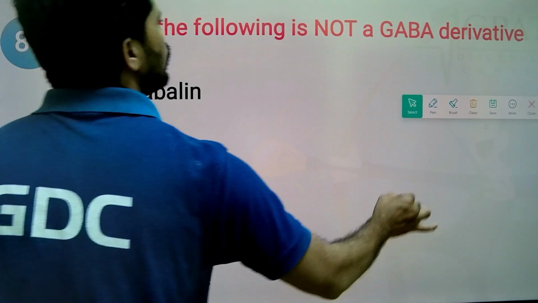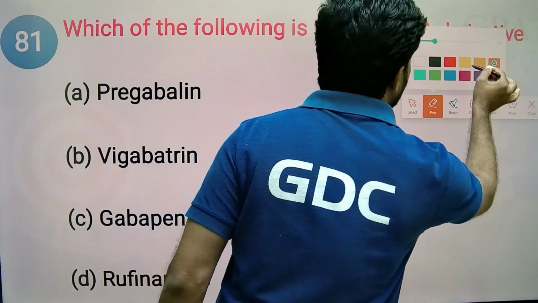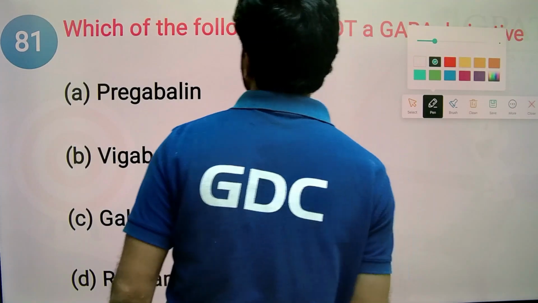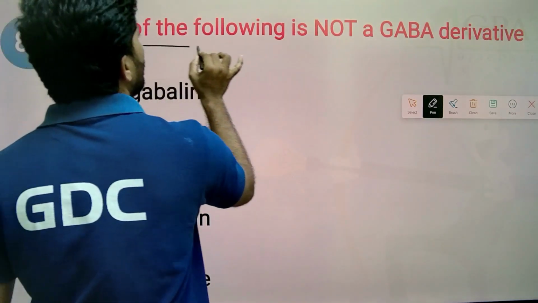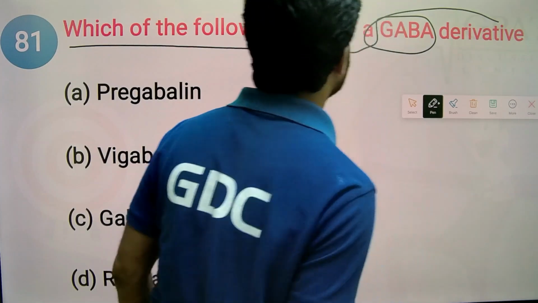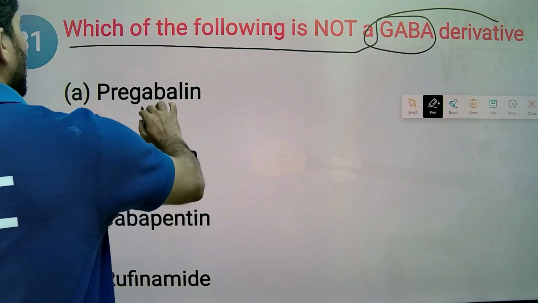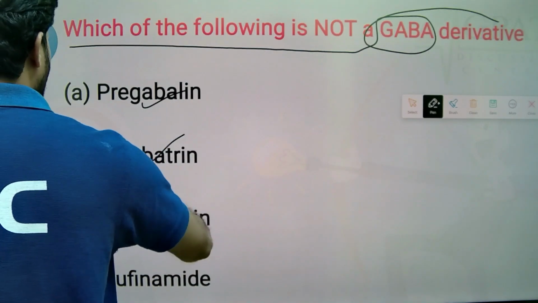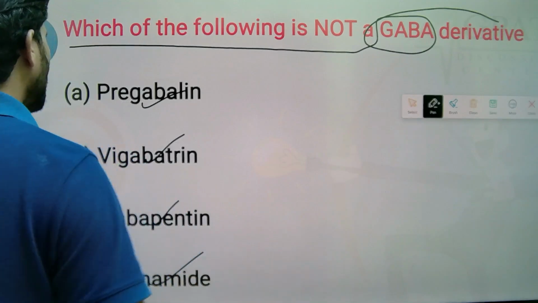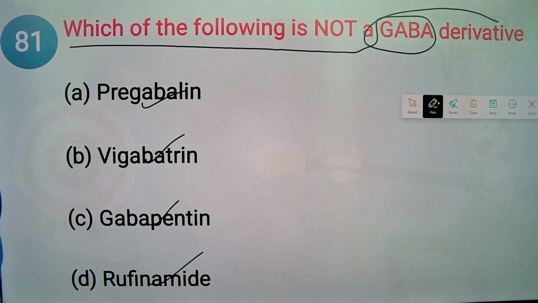Next MCQ. The MCQ is ready for you. Which of the following is not a GABA derivative? Gamma aminobutyric acid derivative. GABA is one of the inhibitory neurotransmitters in the body, especially the central nervous system. Pregabalin, vigabatrin, gabapentin, rufinamide. Gabapentin, vigabatrin, pregabalin, all these are antiepileptic drugs.